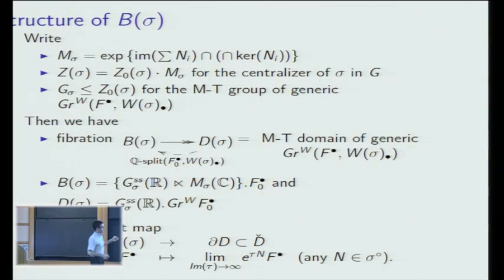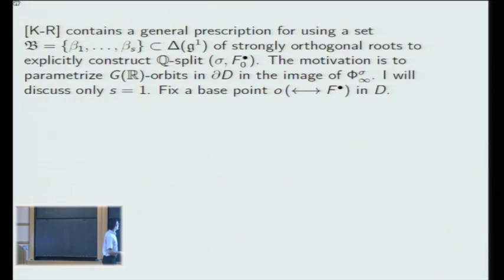And the reason why you want to study this is this gives a relationship between nilpotent G_R orbits in the nilpotent cone and G_R orbits in the boundary of D. And there are very strong combinatorial relations between these things, which I have been studying recently with Greg and Colleen. Okay, so my paper with Colleen contains a general prescription for using a set of strongly orthogonal roots in G1 to explicitly construct Q-split base points living on the boundary somewhere. And the motivation is to parameterize these G_R orbits in ∂D in the image of naive limit maps.